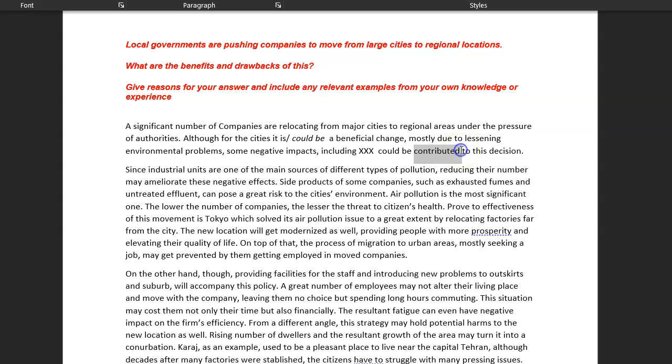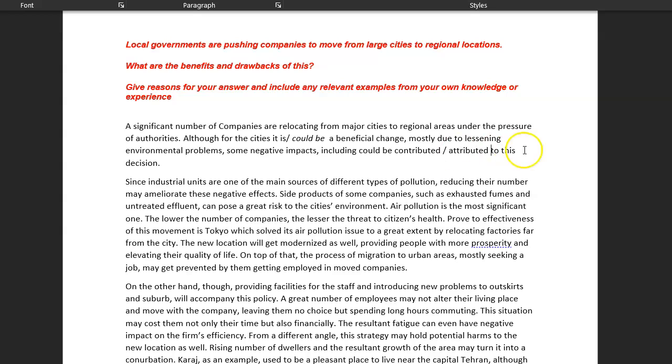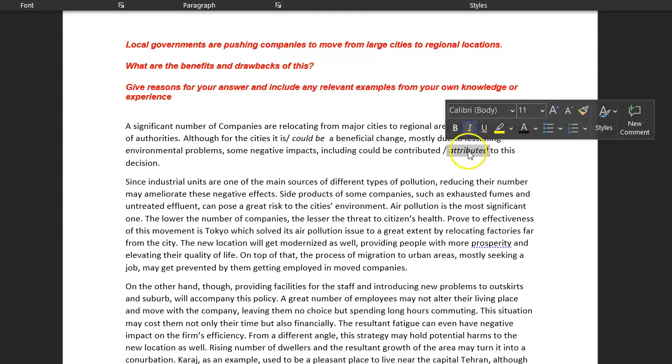Yeah? Contribute could be, it's not contributed. Sorry, could be attributed. Yeah. Attributed to this. So that means caused by. So caused by, attributed, rather than contributed, which is adding to. Slightly different prefix on the front there.